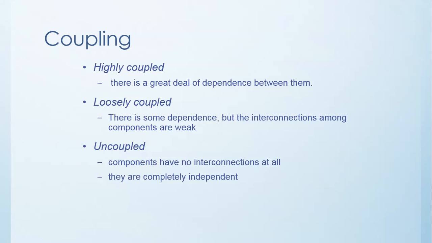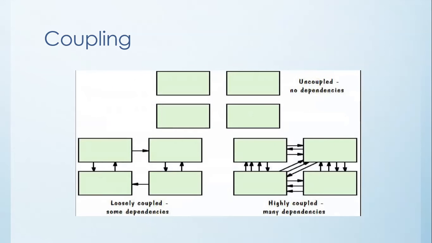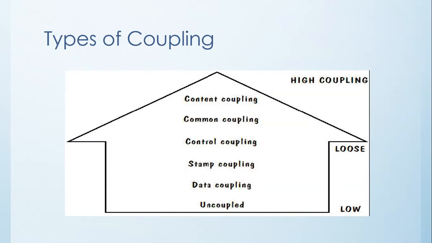There is actually a spectrum from highly coupled devices to uncoupled devices. For a highly coupled device, there's a great deal of dependence between the different components. For uncoupled devices, on the other hand, the components have no interconnections at all and they are completely independent. So this diagram is illustrating that. Imagine each one of the green rectangles is a specific component. You notice there are a lot more arrows, which shows you have flows between them. A highly coupled system means that there are lots of dependencies.